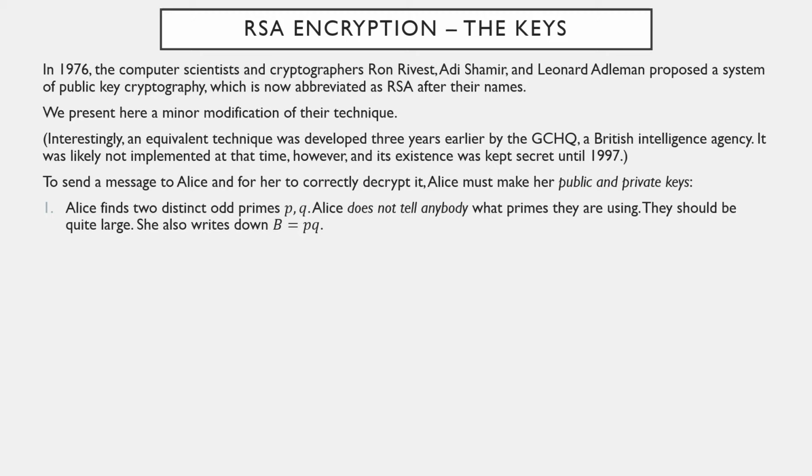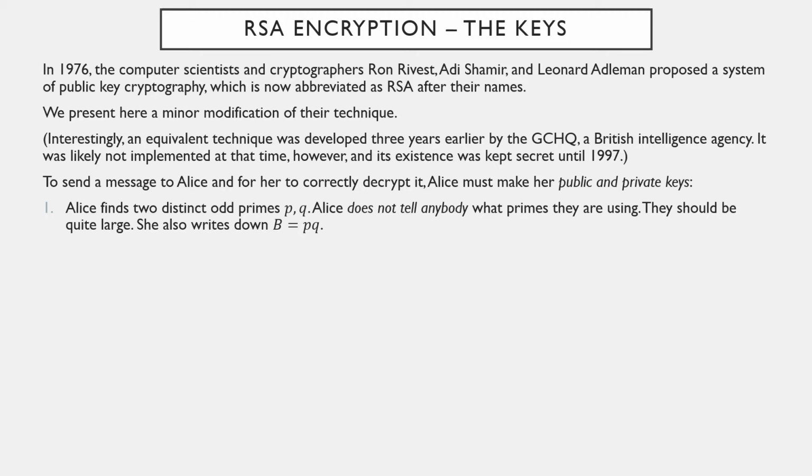There are methods for finding large prime numbers. We're not getting into that, but computers can find big prime numbers reasonably fast. And by big, I mean a few thousand digits long. Not record-setting big, but pretty big. So they should be pretty large prime numbers, and she doesn't tell anybody what they are.